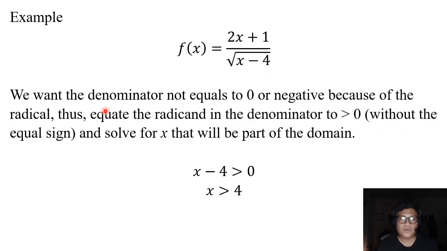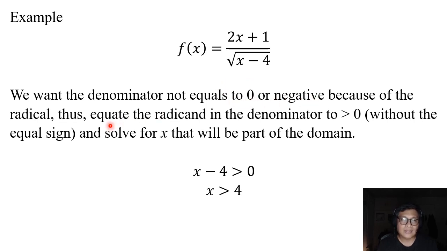So we want the denominator not equal to 0 or negative because of the radical. So if you're going to take the square root of 0, of course, the result is 0. Then dividing any number by 0 is not possible. Or if the value of your denominator is negative, what is the square root of a negative number? So it is already undefined. So those are the things that we are going to find out.